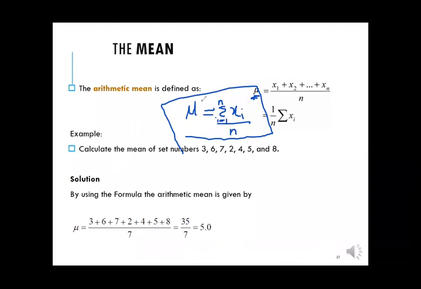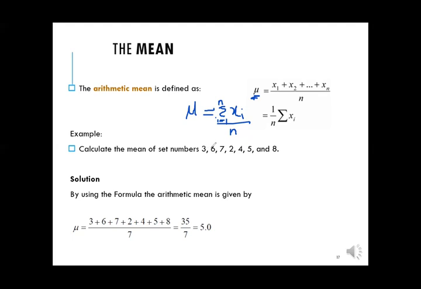So now let's look at an example. It says calculate the mean of the set of numbers 3, 4, 3, 6, 7, 2. So this is on ungrouped data. Anytime we are given ungrouped data, the formula says just sum up everything, and then divide by what? Divide by the number of data or observations.